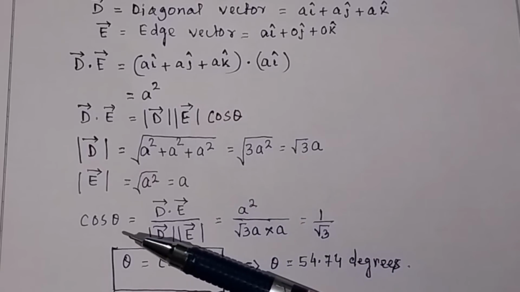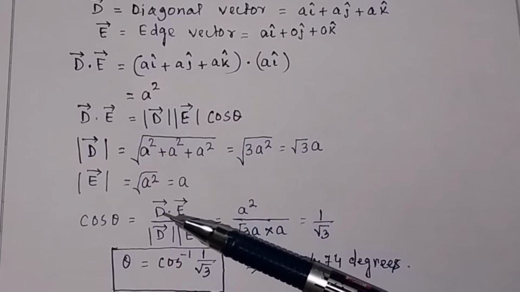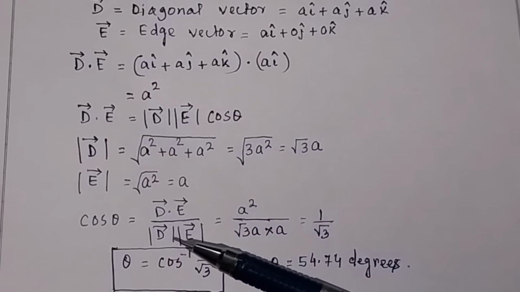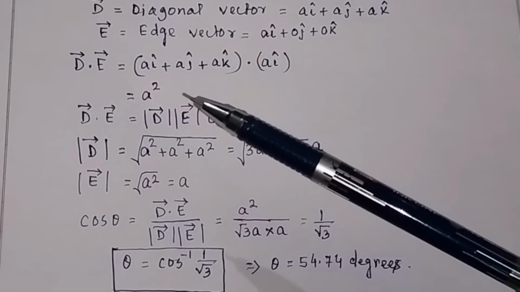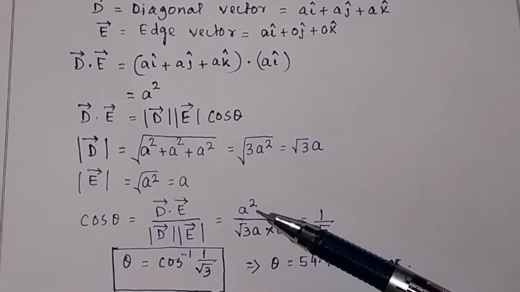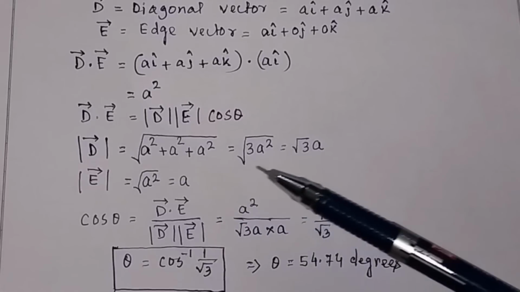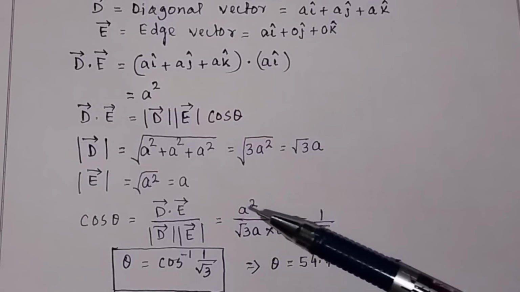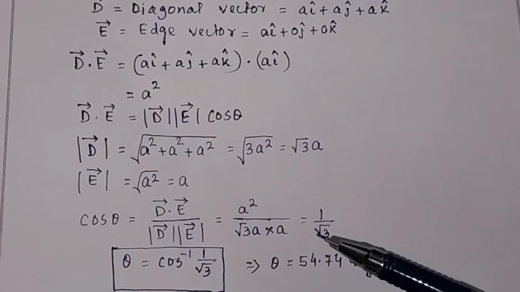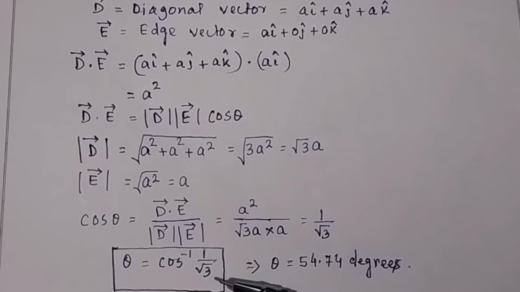Then we find out cos theta, which, using this formula, will be equal to d dot e divided by magnitude of d into magnitude of e. D dot e we have found out is equal to a square. So in the numerator you have a square, and in the denominator the magnitude of the d vector is equal to root 3 a and the magnitude of the e vector is equal to a. So a square cancels, so 1 by root 3. So the value of theta will be equal to cos inverse 1 by root 3.